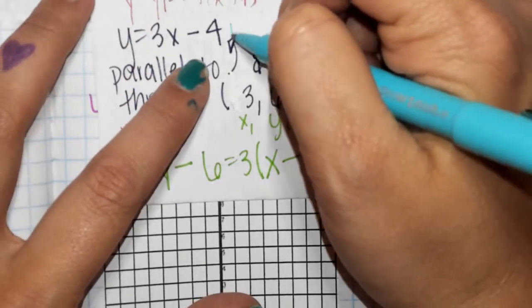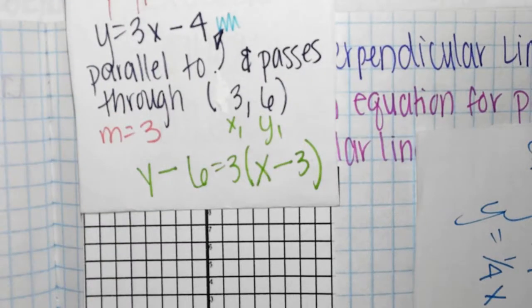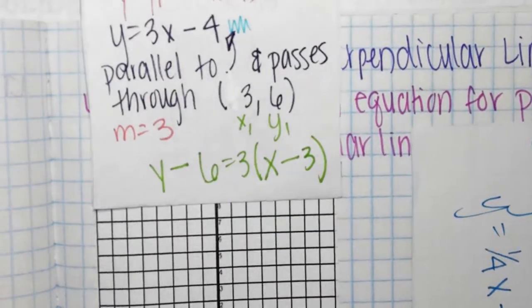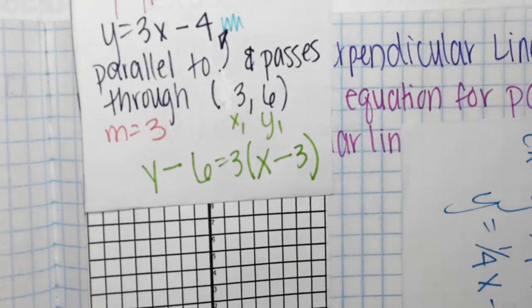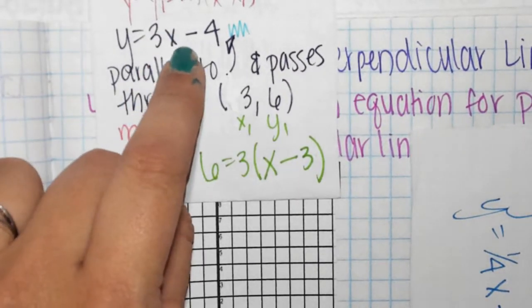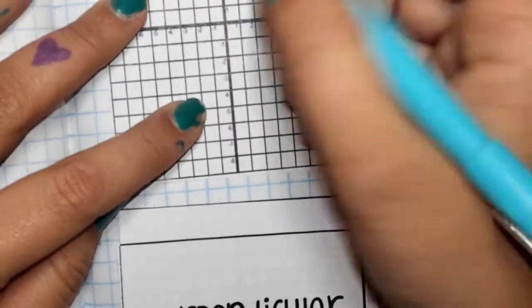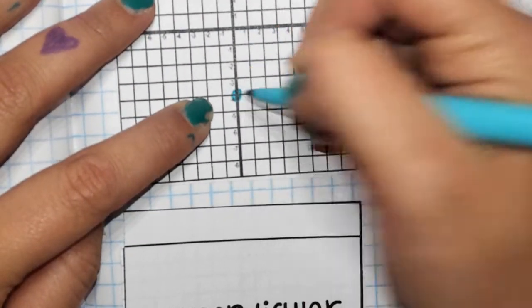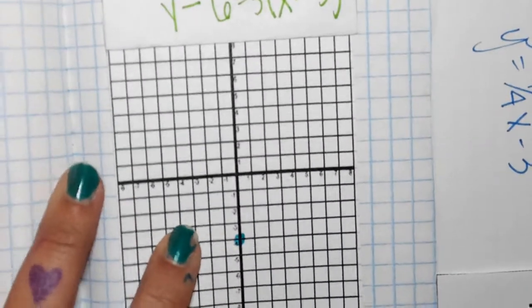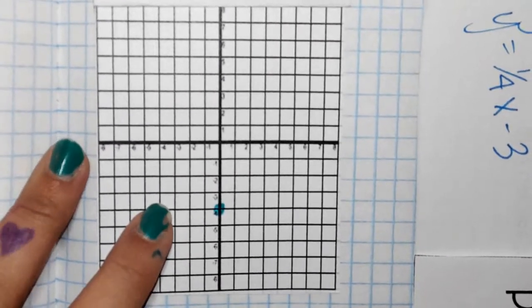Alright, so we're going to graph this one in blue, and we're going to graph the bottom one in green. Now, how do I graph this guy? What do I start with? -4. So everybody go down 4. I start with my y-intercept.